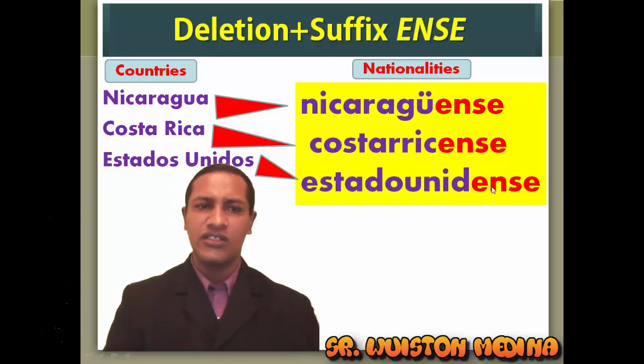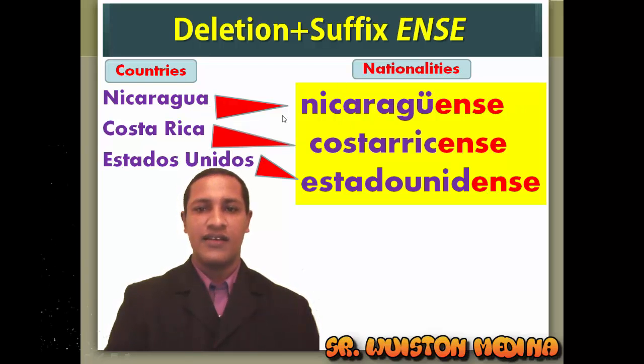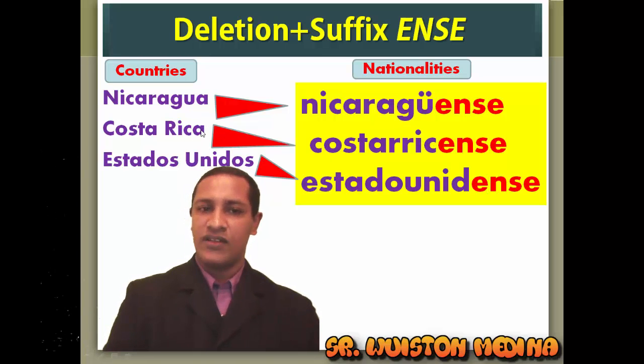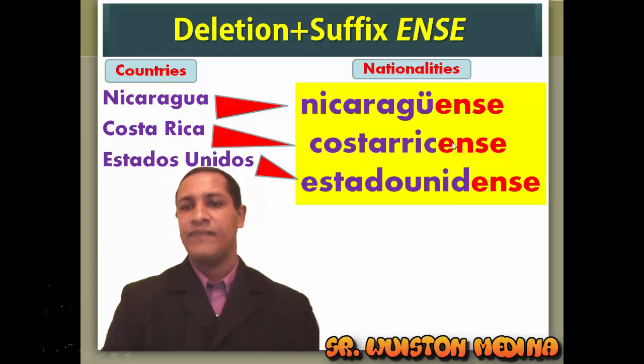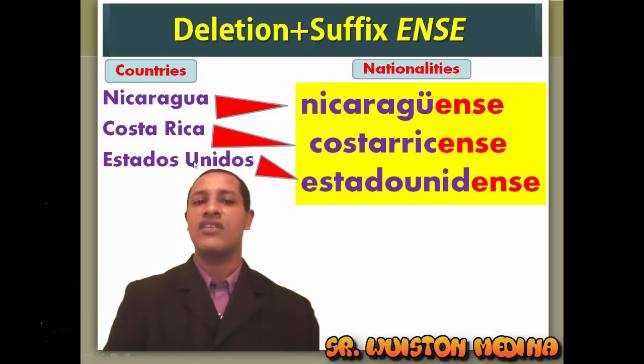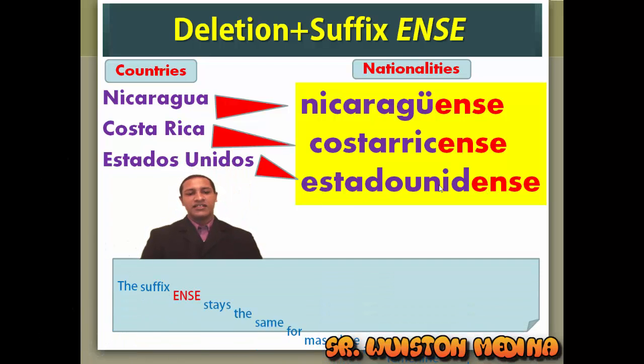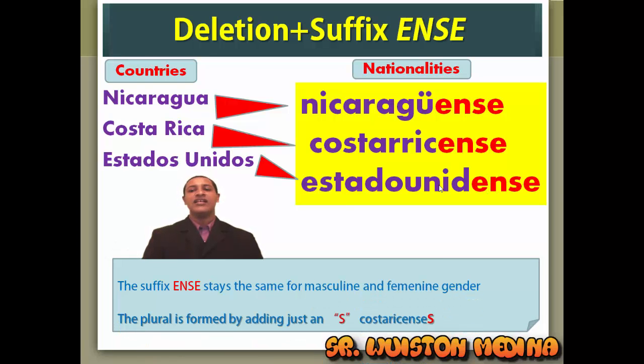So we have here deletion. Nicaragua, we are deleting the A and put ense. And of course we have to put two periods here, okay? Up. And then we have Costa Rica, we delete the space here or change the space by an R, and we delete the A, like in Puerto Rico, but we say costarricense, we add the ense then. And we have Estados Unidos, we delete the S, the S and the space. Unid and the OS is replaced by ense. Estadounidense. And of course, we cannot forget the suffix ense stays the same for masculine and feminine gender.